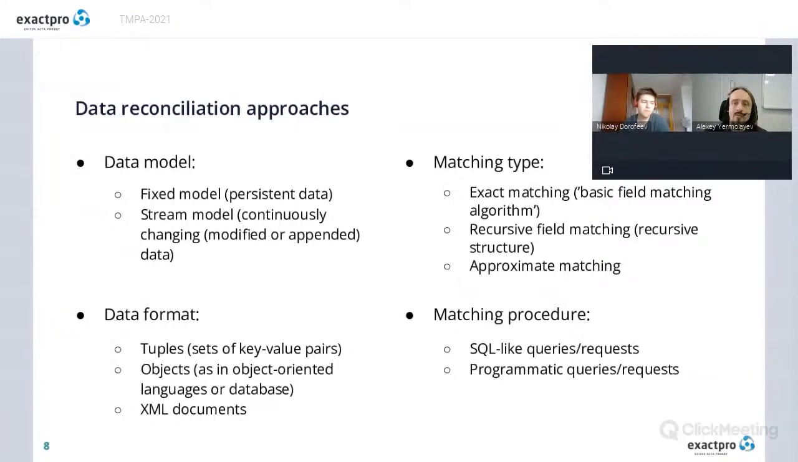Next parameter is the matching type. In different research papers, we have found the following examples. The most straightforward is exact matching, typical for the task of the data consistency accuracy checks or finding duplicates. Recursive field matching, represented by several matching patterns between data strings and substrings. And approximate matching, similarity of the data rather than exact match, mathematical approximations, and machine learning techniques. And the last but not least parameter is the matching procedure, which defines the type of the requests. It can be either streaming SQL queries or custom API requests running against custom data structures.